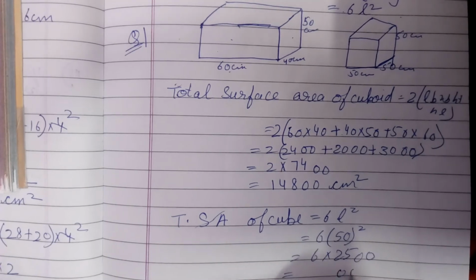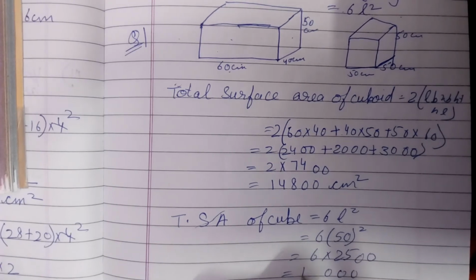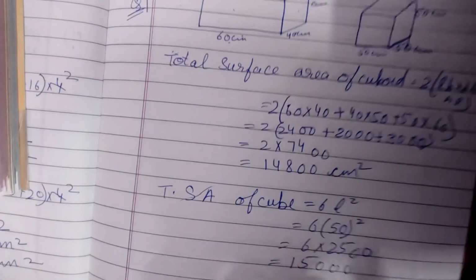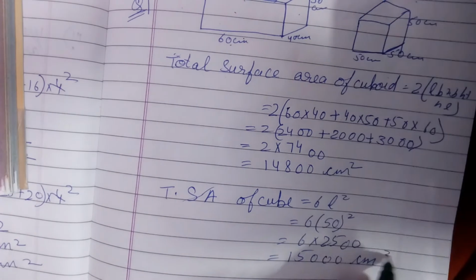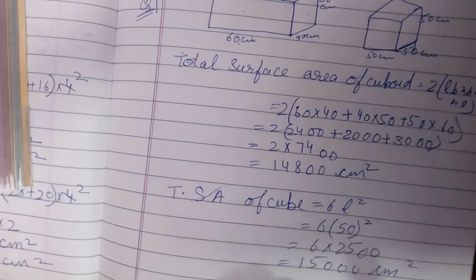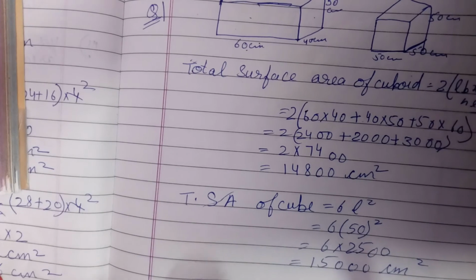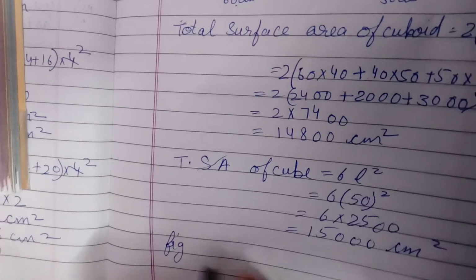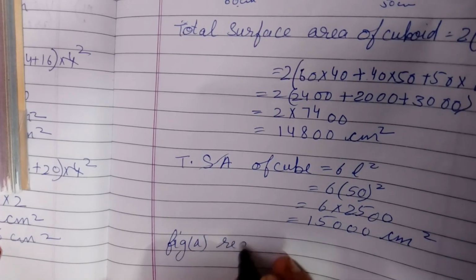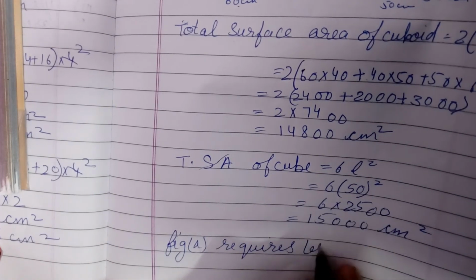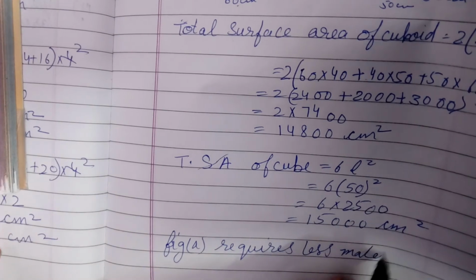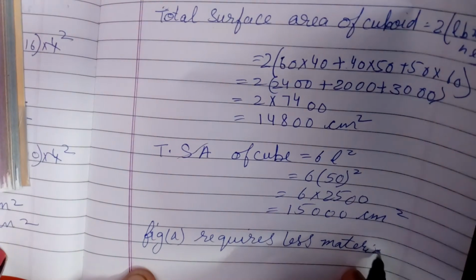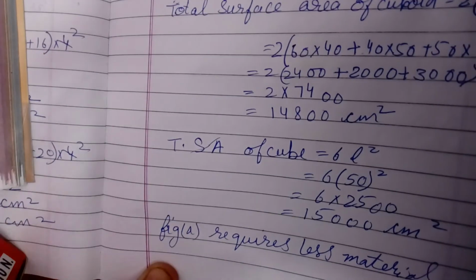So on calculating, 6 5s are 30, 14, 15,000 centimeter square. Now see which requires less material, this. So we will write figure A requires less material. Is it clear? Just we have to find out the total surface area of cube and cuboid.